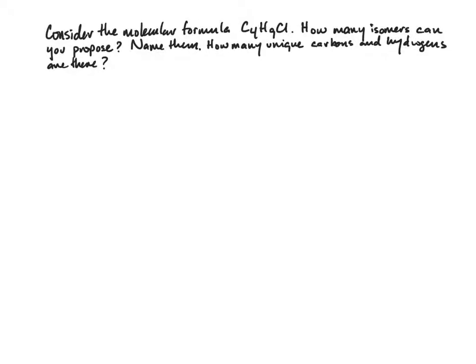In this problem-solving screencast, we are asked to consider the molecular formula C4H9Cl. The prompts are: how many isomers can you propose, name them, and then determine how many unique carbons and hydrogens there are for each.